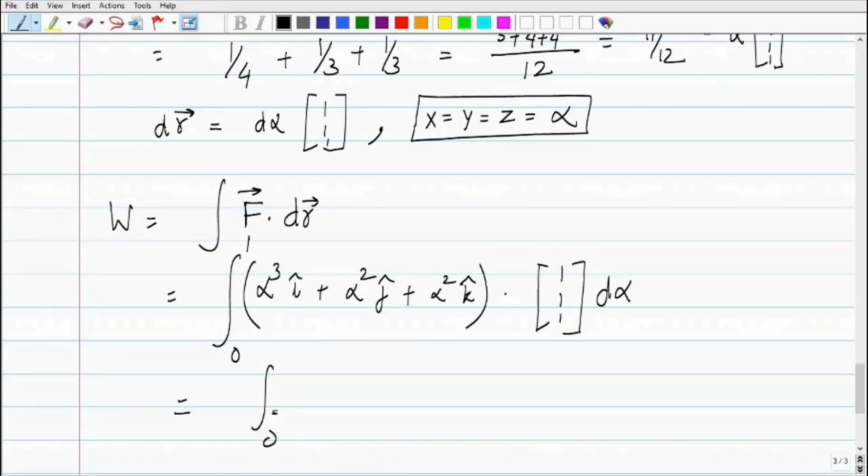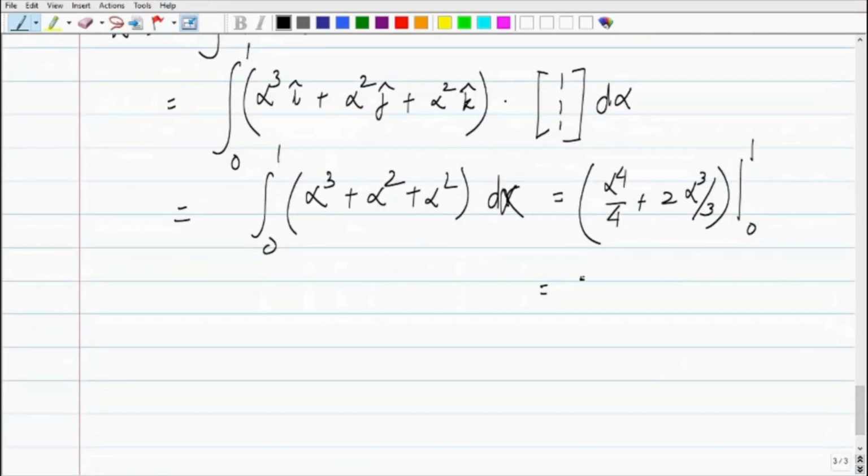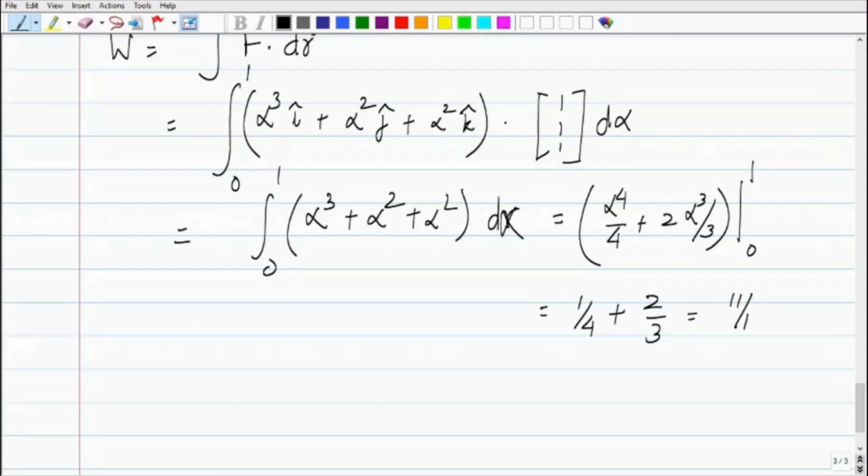And this is finally the integral from 0 to 1 of alpha cubed plus 2 alpha squared d alpha, right? And this gives us back the same thing that we had earlier. It is alpha to the power 4 by 4 plus 2 times alpha to the power 3 by 3, with the limit going from 0 to 1, which is simply 1 by 4 plus 2 by 3, and that's 11 by 12 finally. So we get the same result as earlier.